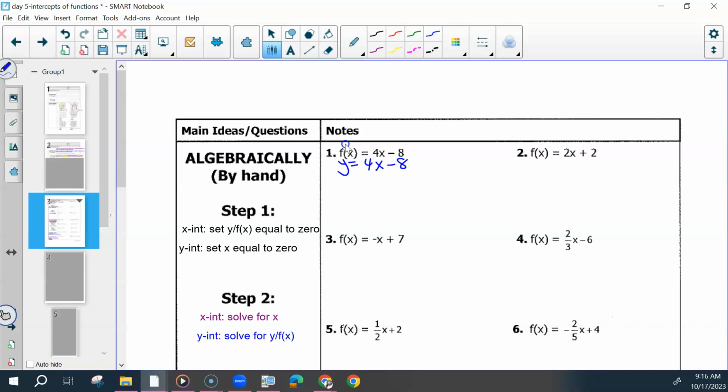Now, algebraically, if we want to find an x-intercept, our y value has to be 0. So I'm going to take where y was and put 0 in for it. And then once 0 is in there, now we can solve for x by doing what? Subtracting. Adding 8. And then dividing both sides by 4. Now, we still have to write these as ordered pairs, so even though you solved it and got 2, we have to write it as the ordered pair, so 2, 0.